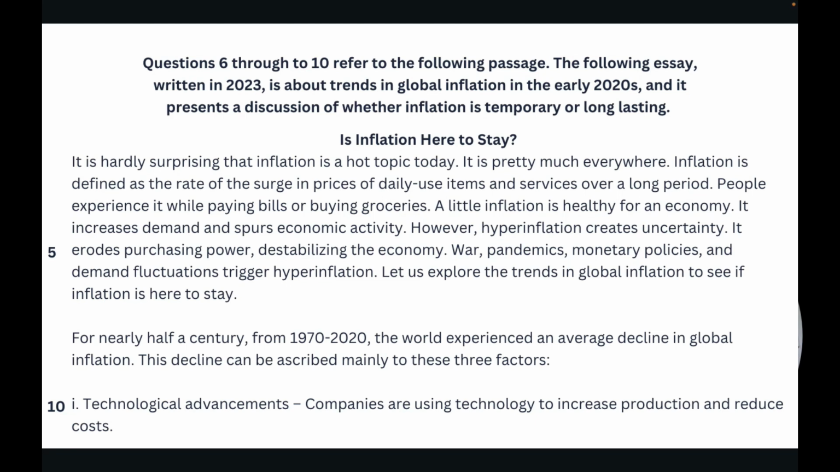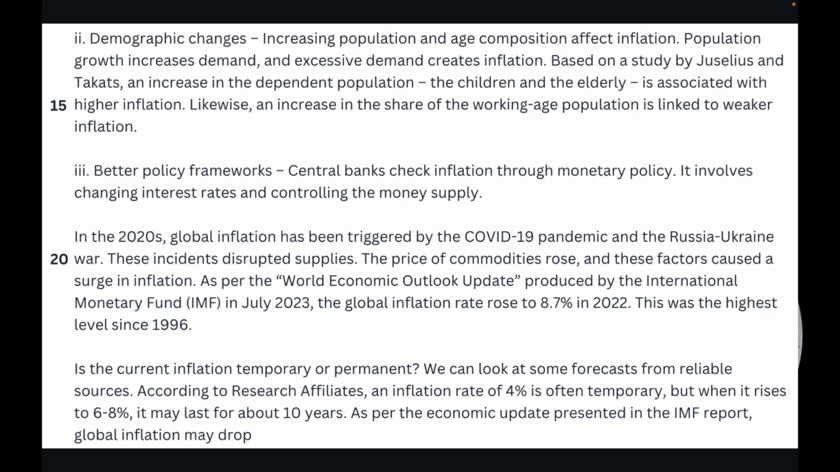1. Technological advancements. Companies are using technology to increase production and reduce costs. 2. Demographic changes. Increasing population and age composition affect inflation. Population growth increases demand, and excessive demand creates inflation. Based on a study by Julius and Tackett, an increase in the dependent population, the children and the elderly, is associated with higher inflation. Likewise, an increase in the share of the working age population is linked to weaker inflation. 3. Better policy frameworks. Central banks check inflation through monetary policy. It involves changing interest rates and controlling the money supply.